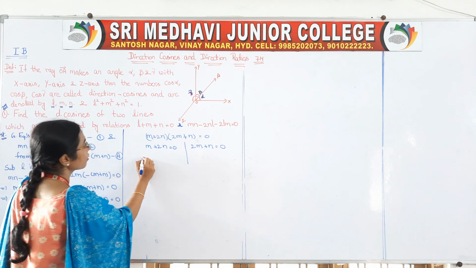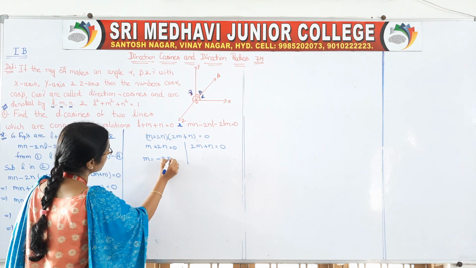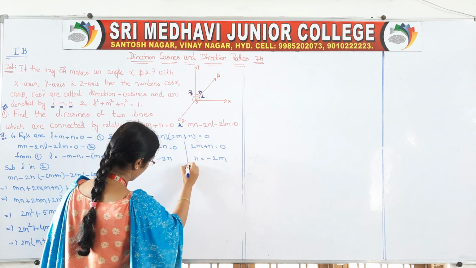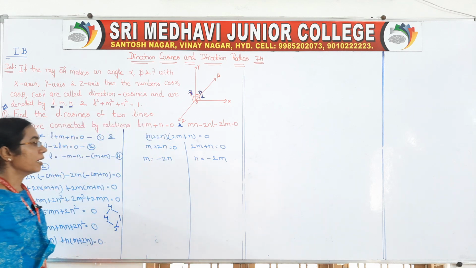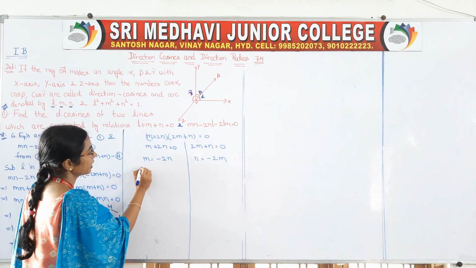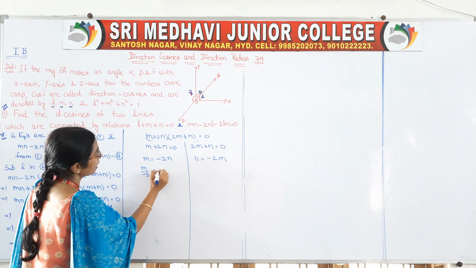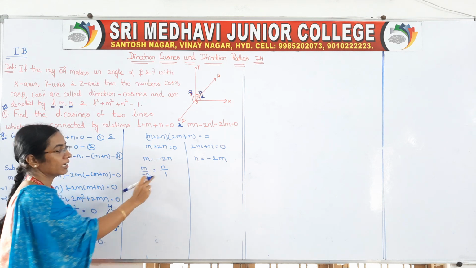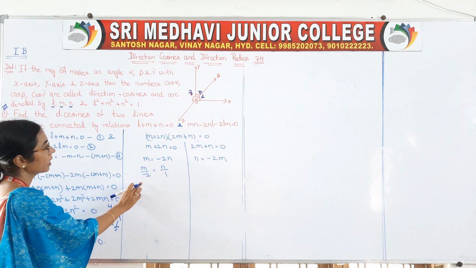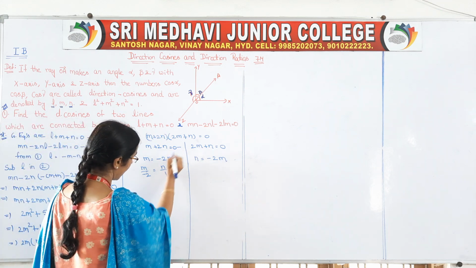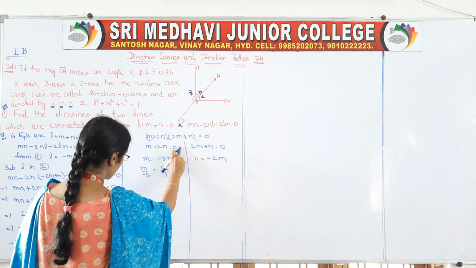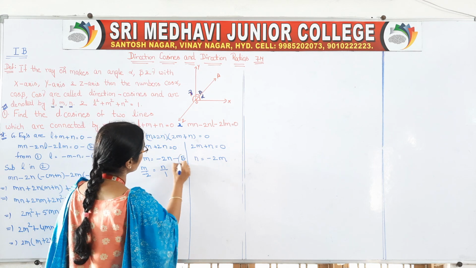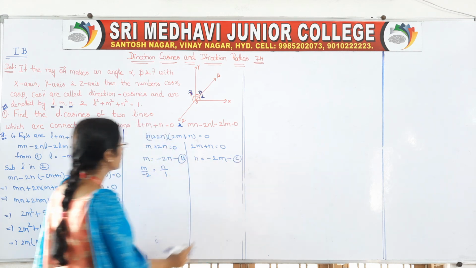So with this you can take m is equal to minus 2n, and with this we can take n is equal to minus 2m. Okay, so now m is equal to minus 2n can be written as m by minus 2 is equal to n by 1. Send this minus 2 this side, right? It will be n by 1. Okay, so now give this as your equation a, this one as your b and this as your equation c.